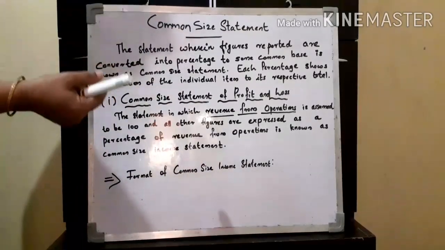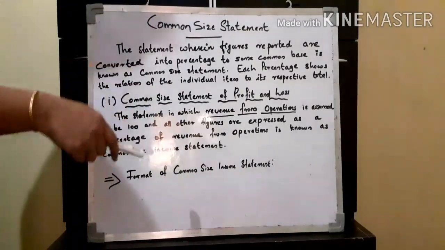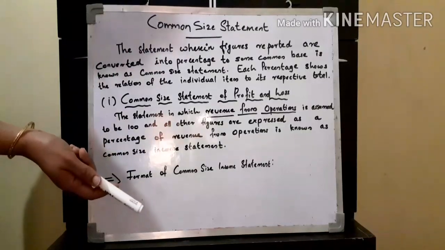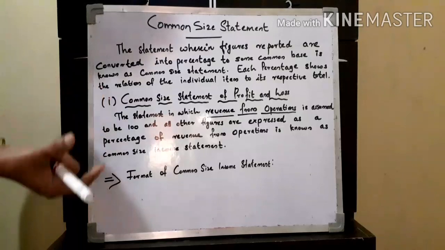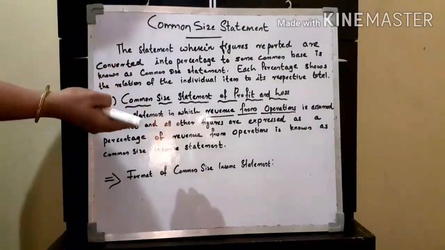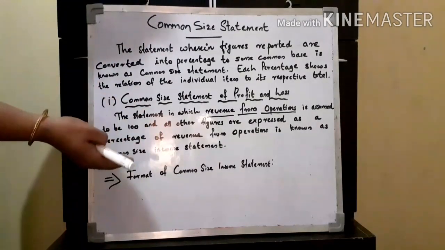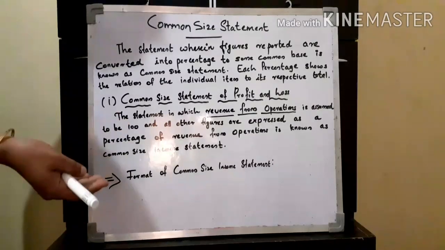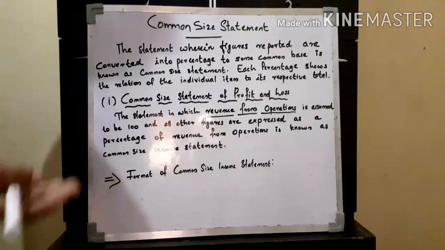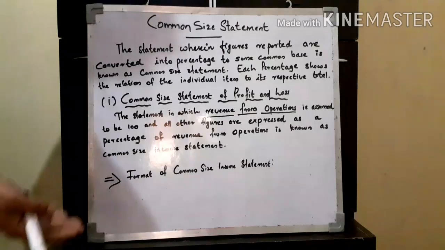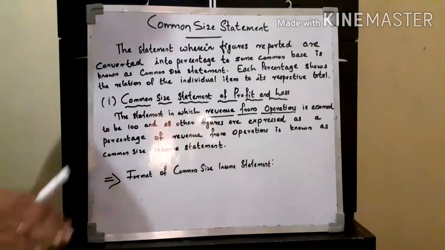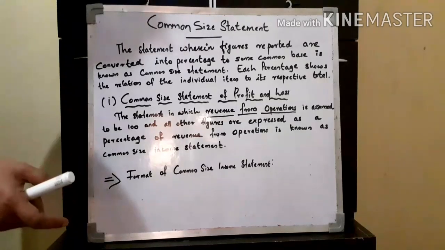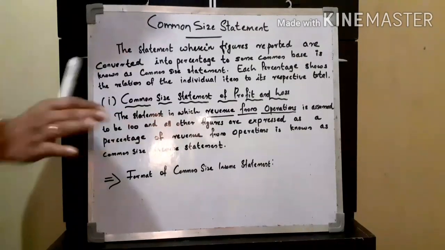That means each and every figure of the profit and loss or balance sheet is converted into a percentage of some common base. In the case of common size statement of profit and loss, the common base is revenue from operations, and in the case of balance sheet, total assets or total liabilities we consider as the common base. So the common base we assume as 100.